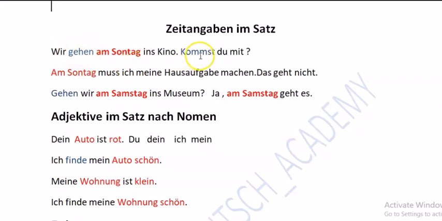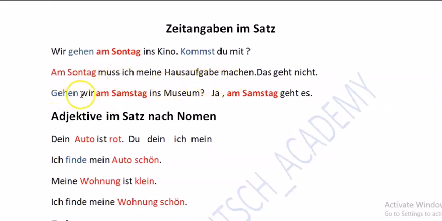And when you make it a question, then bring the main verb at the beginning of a sentence. And when we use an adverb of time at the beginning of a sentence, then you have to use the verb again in second position, directly after the adverb of time. Like here, am Sonntag muss ich meine Hausaufgabe machen.